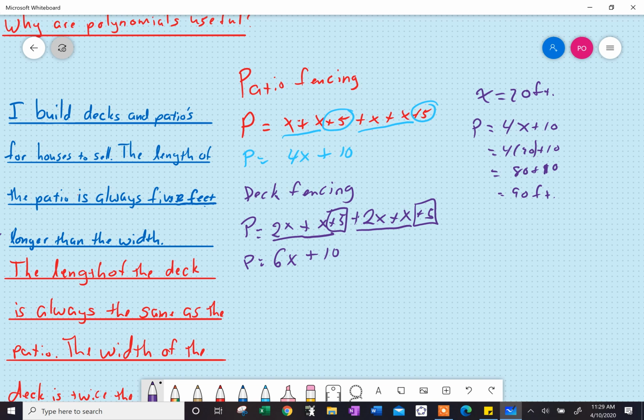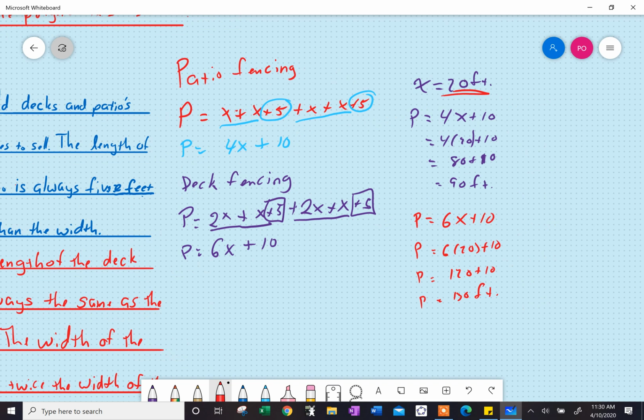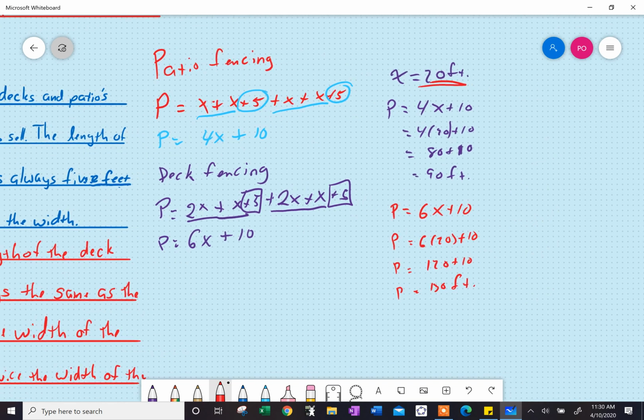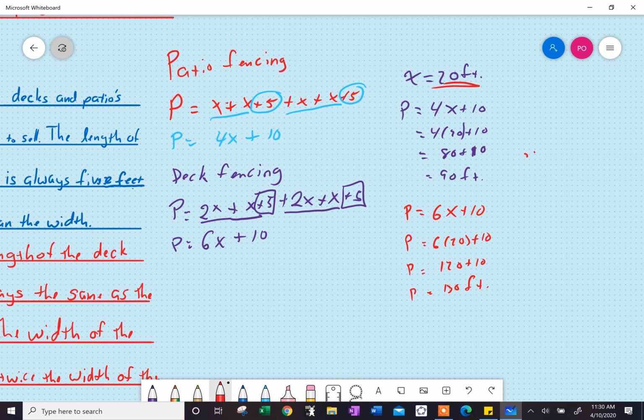But then I would have to find out how much fencing I need for the deck. So the perimeter was 6x plus 10. And I'm still working with my 20 feet. And that would be 6 times 20 plus 10. And I'd say 120 plus 10, so I would need 130 feet of fencing just for my deck. Now, remember, if I'm going to be fencing in both of them, I would take 90 feet for my patio and 130 feet for my deck, and I would add them together, and I'd get 220 feet of fencing.